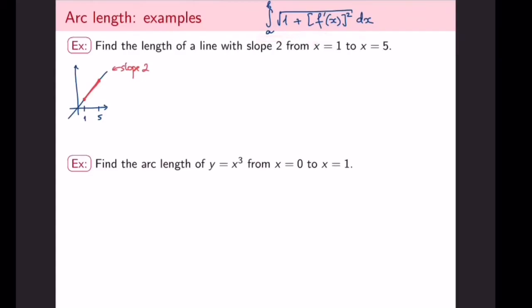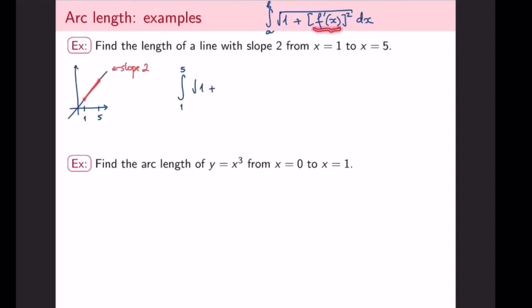Okay, so what I have, of course, is now going to have to be an integral between the 2 points where I'm interested in. Notice that the integral is in terms of x, so my limits of integration are also going to be in terms of x. So it's going to be the integral from 1 to 5. And then I'm just reading this off here, right? So it has to be square root of 1 plus my function's derivative squared. My function here is the line.